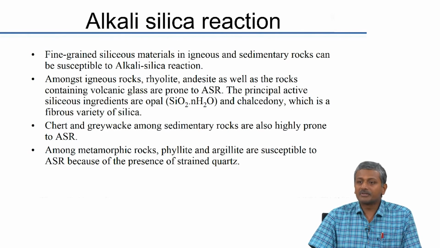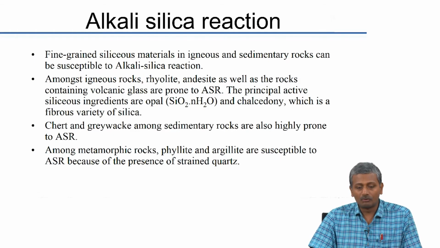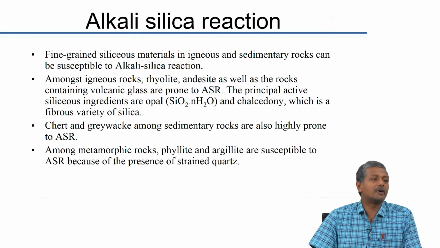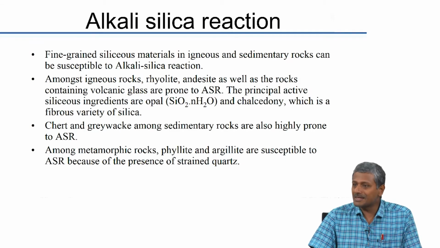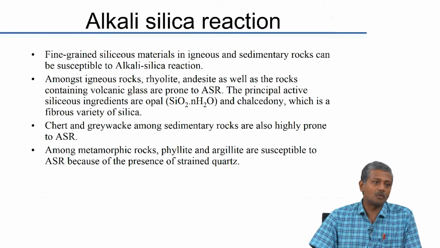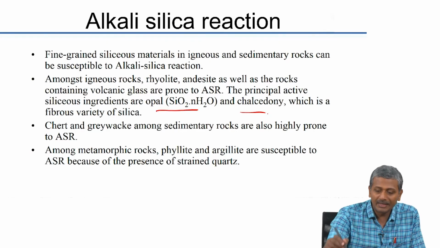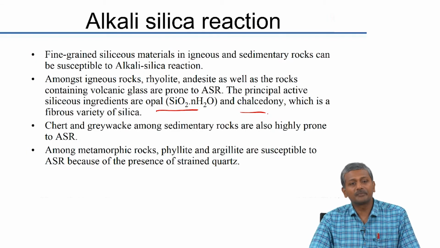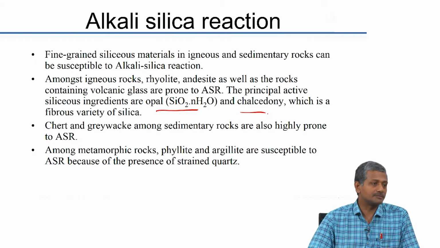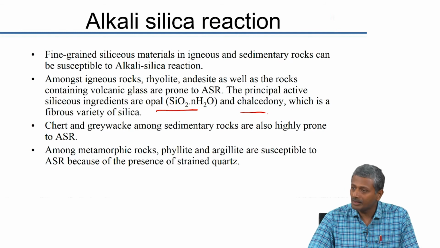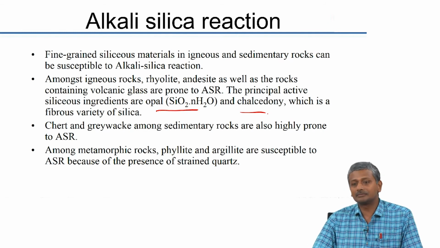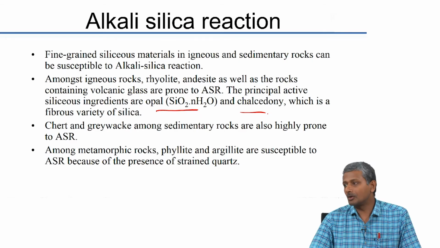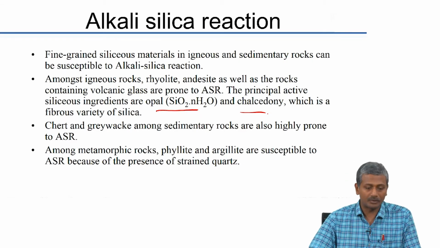Amongst igneous rocks, the ones we need to look out for are rhyolite, andesite, and also rocks which contain pyroclastic minerals or volcanic glass. In these cases, the principal reactive minerals which might be forming are opal and chalcedony. Opal is the hydrous form of silica and chalcedony is the fibrous form of silica. These are highly amorphous, very reactive, and can lead to extremely high levels of expansion in your concrete when you have a high alkali environment.